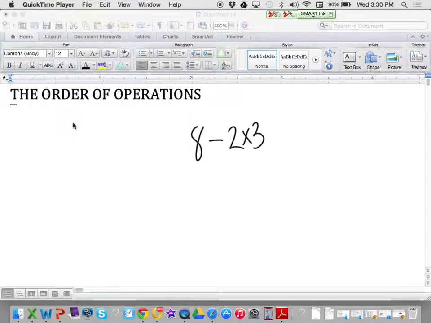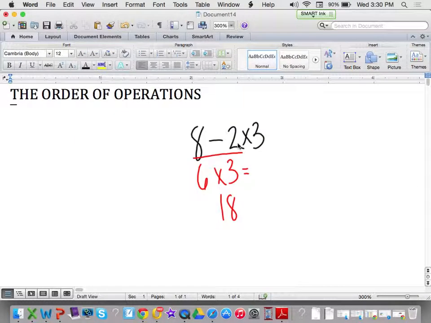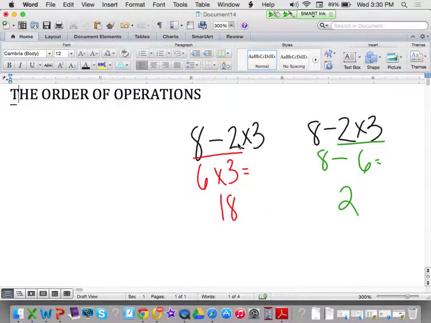Somebody might say, well, the first thing I'm going to do is 8 minus 2, which is 6, and then I'm going to multiply that by 3, and that equals 18. This other guy could look at the exact same problem, and he could say, you know what, I like to get my multiplication done first, so I'm going to get 6 and then do 8 minus 6, and that's going to equal 2. Now, certainly 2 and 18 are different things.